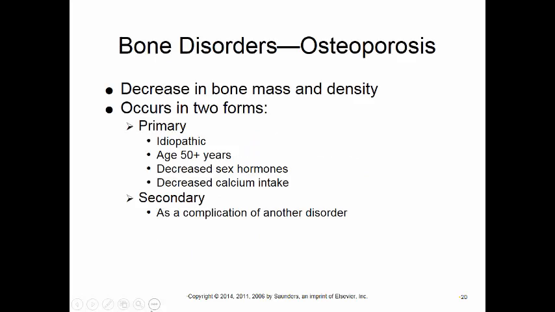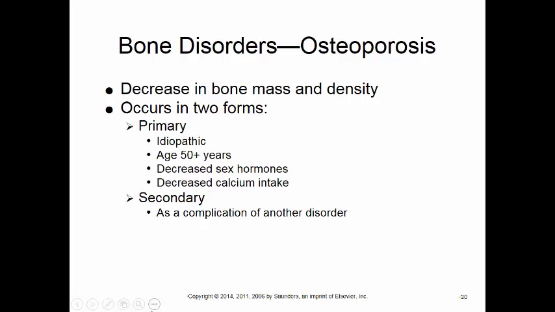Bone disorders include osteoporosis, where there is actual decrease in bone density and mass. This is where we have less bone, typically as we age. There are two forms. There's the primary form, which is idiopathic, which again we know means that we don't know what causes it, but as we get older, 50 plus, our hormonal levels decrease, and sometimes our calcium levels decrease, and this can lead to osteoporosis, the weakening of the bones, and our bone mass and density, and that's primary.